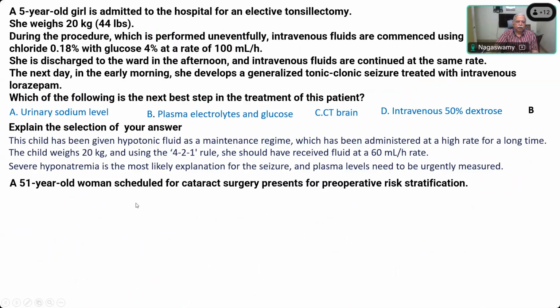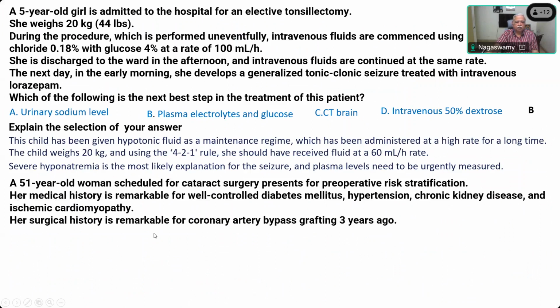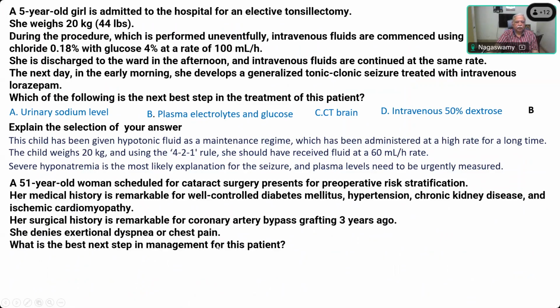A 51-year-old woman scheduled for cataract surgery presents for preoperative risk stratification. Her medical history is remarkable for well-controlled diabetes mellitus, hypertension, chronic kidney disease, and ischemic cardiomyopathy. Her surgical history is also valuable. She underwent a coronary artery bypass 3 years ago. She denies exertional dyspnea or chest pain. What is the best next step in the management?